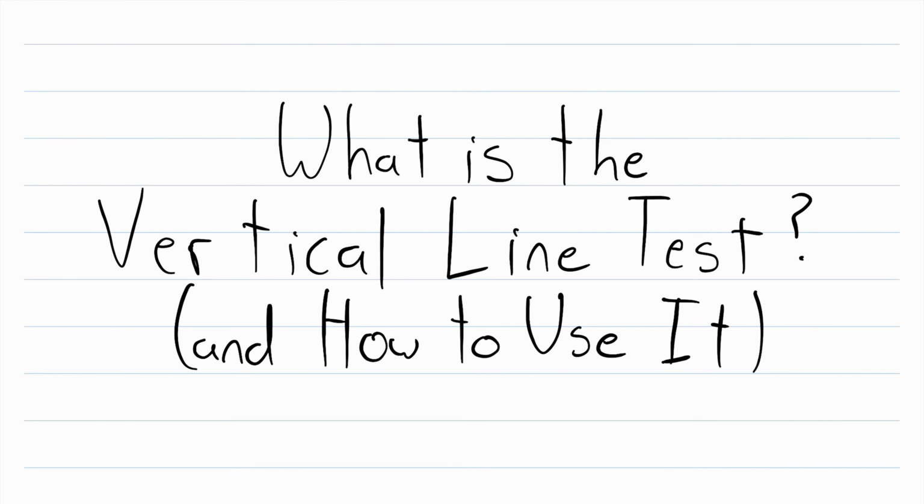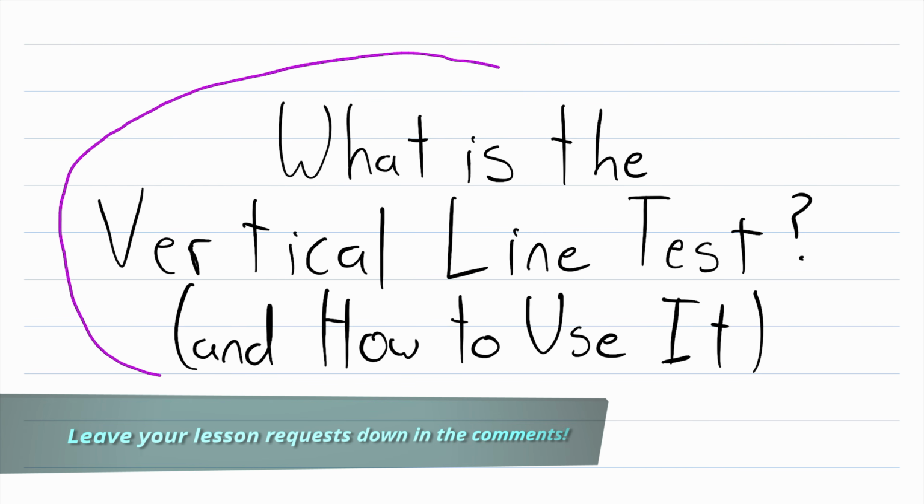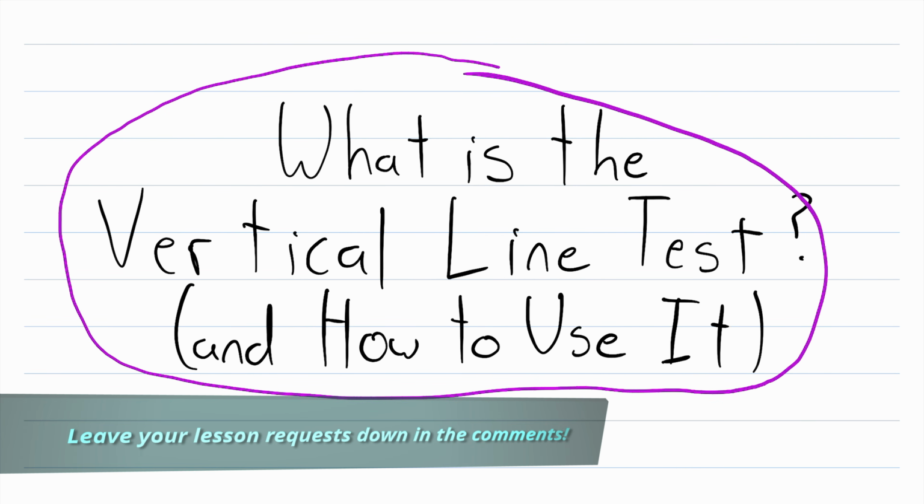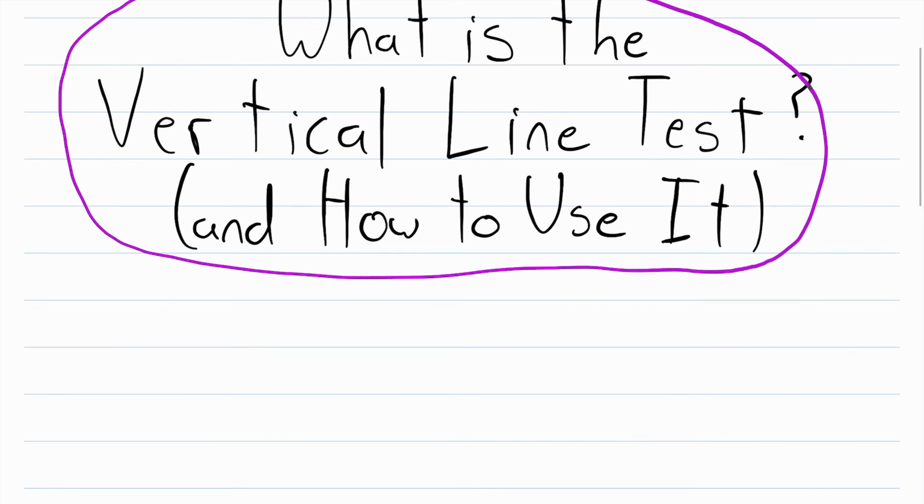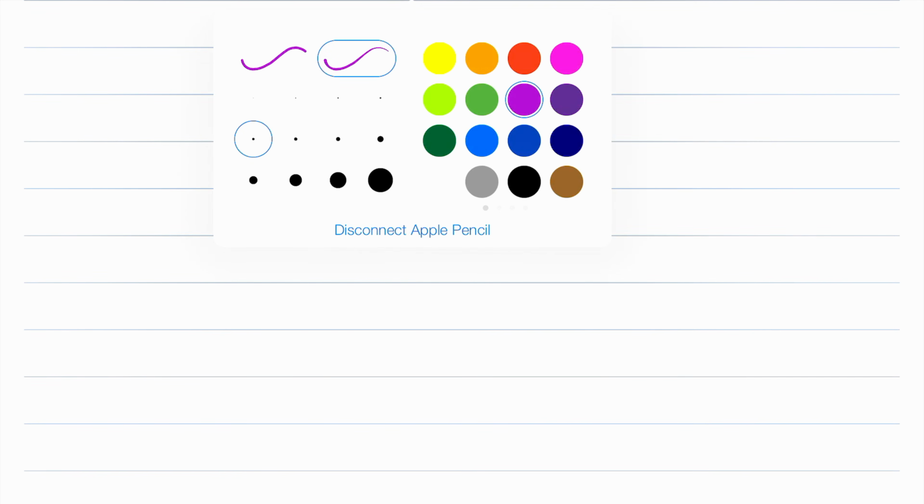In today's video, we've got a real classic for you. We're answering the question, what is the vertical line test, and going over how to use it. The vertical line test is just a handy visual way of checking to see if a relation is a function.